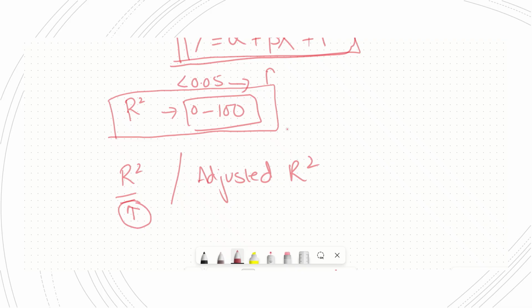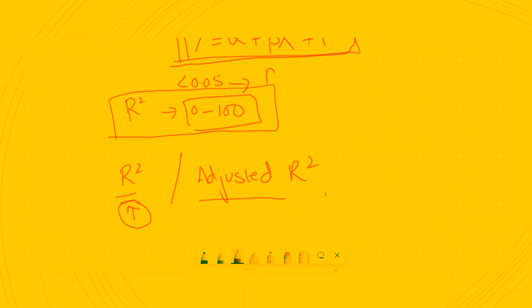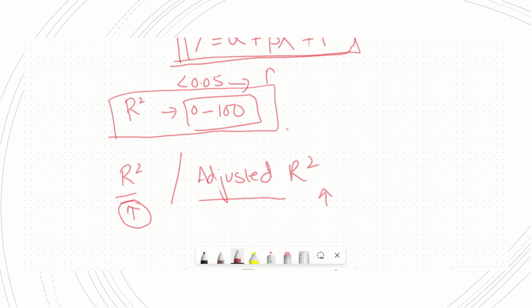So this is a problem with the R square. On the other hand, adjusted R square will only increase if you are adding an independent variable which is significant for the model. So this is the difference between R square and adjusted R square. This is a very simple explanation of how to check whether they are statistically significant, what R square is, how you interpret the results.